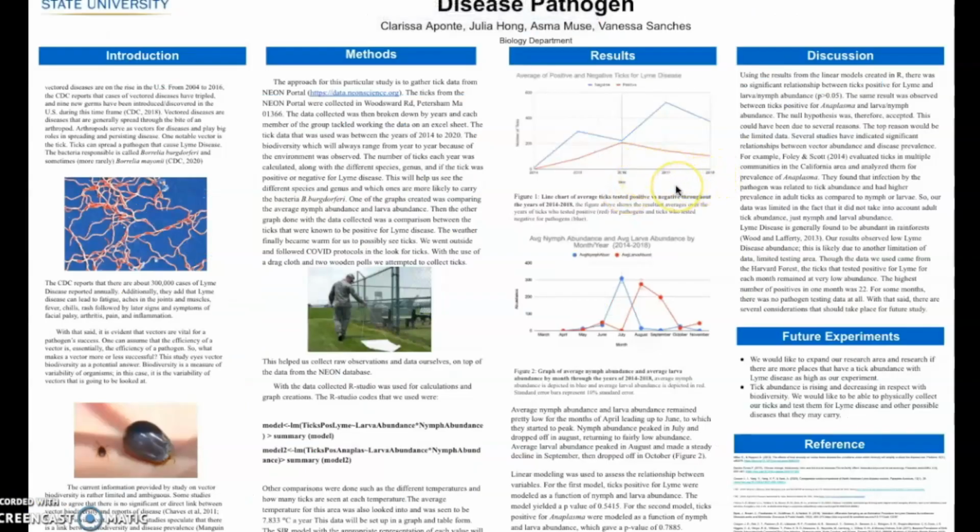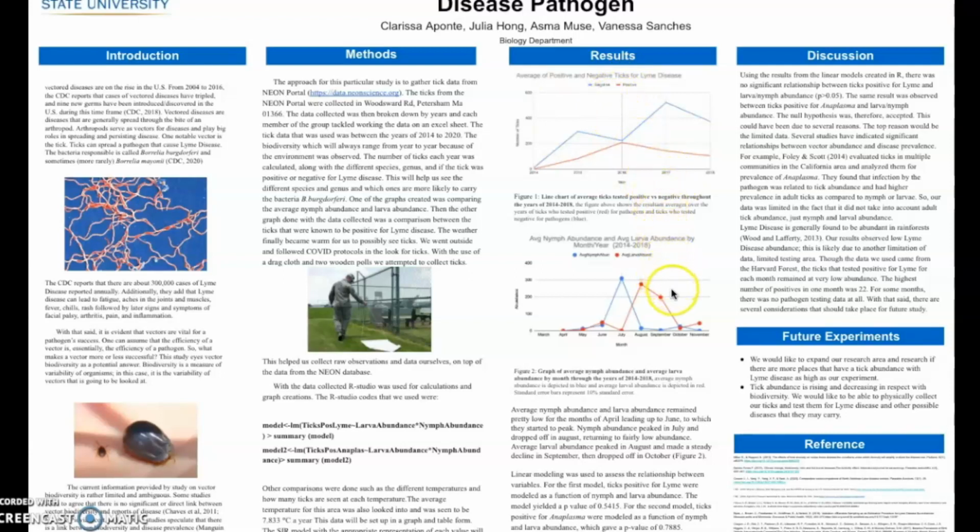For our results, we created two graphs and linear models. The first graph we created represents the average of positive and negative ticks over the years 2014 to 2018. Positive ticks are shown in red and negative ticks are shown in blue. As you can see, there was a greater abundance of negative ticks versus positive ticks.